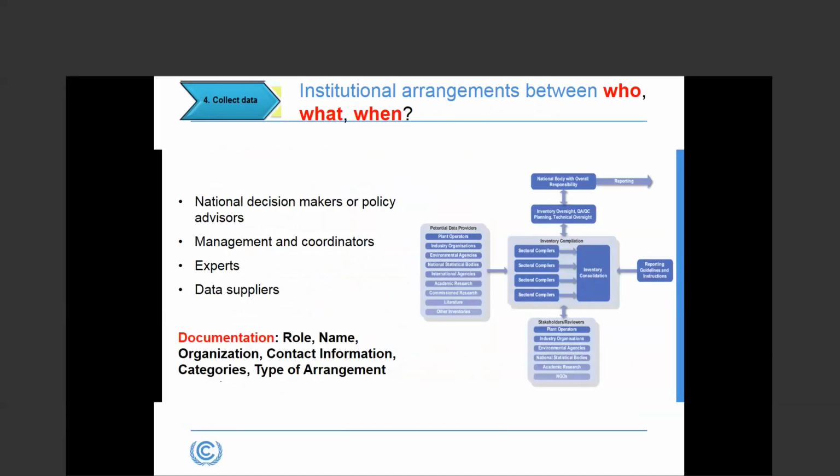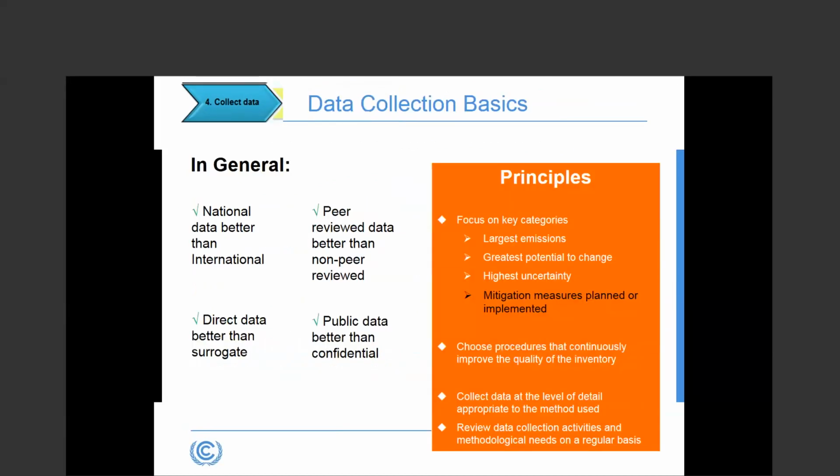Now we're moving to institutional arrangements. Those describe who, what, and when are involved in inventory production. These arrangements include the legal, institutional, and procedural elements that are needed to estimate, report, and archive greenhouse gas emissions and sinks. This involves the description of the procedure, the collection and documentation of data executed by different teams and agencies. Next slide, please. Here are the key principles to focus on when planning for data collection.